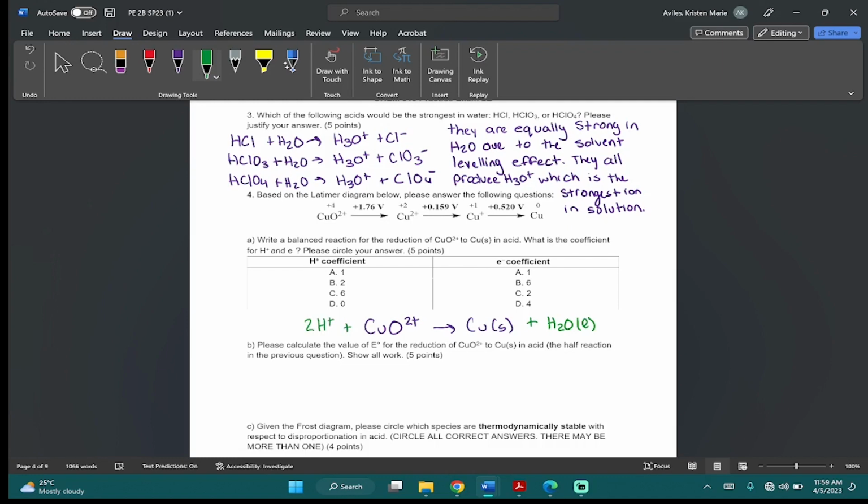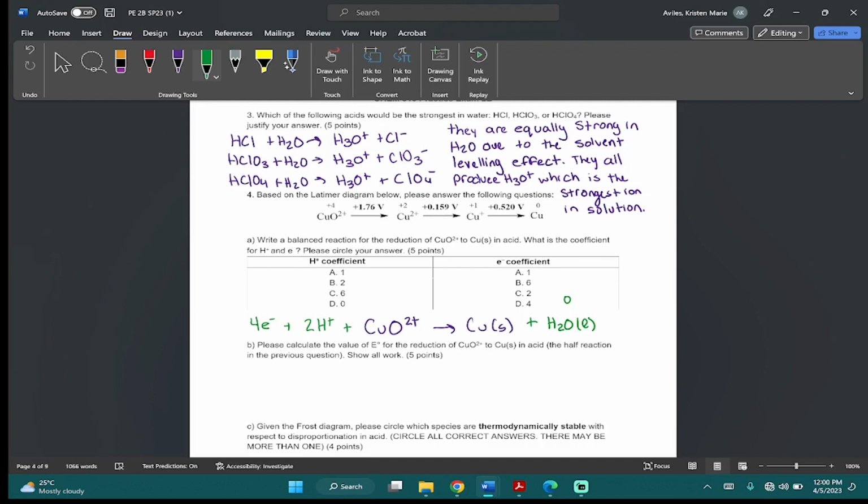And then the last step is balancing the charges. So if my product side has a charge of 0, right, water is neutral, copper solid is neutral. My reactant side has a charge of 4+, because I have 2 H+ and then a 2+ from my copper oxide. So I need that to go to 0. So I'm going to add 4 electrons to balance out my charge. And that's my balanced reaction.